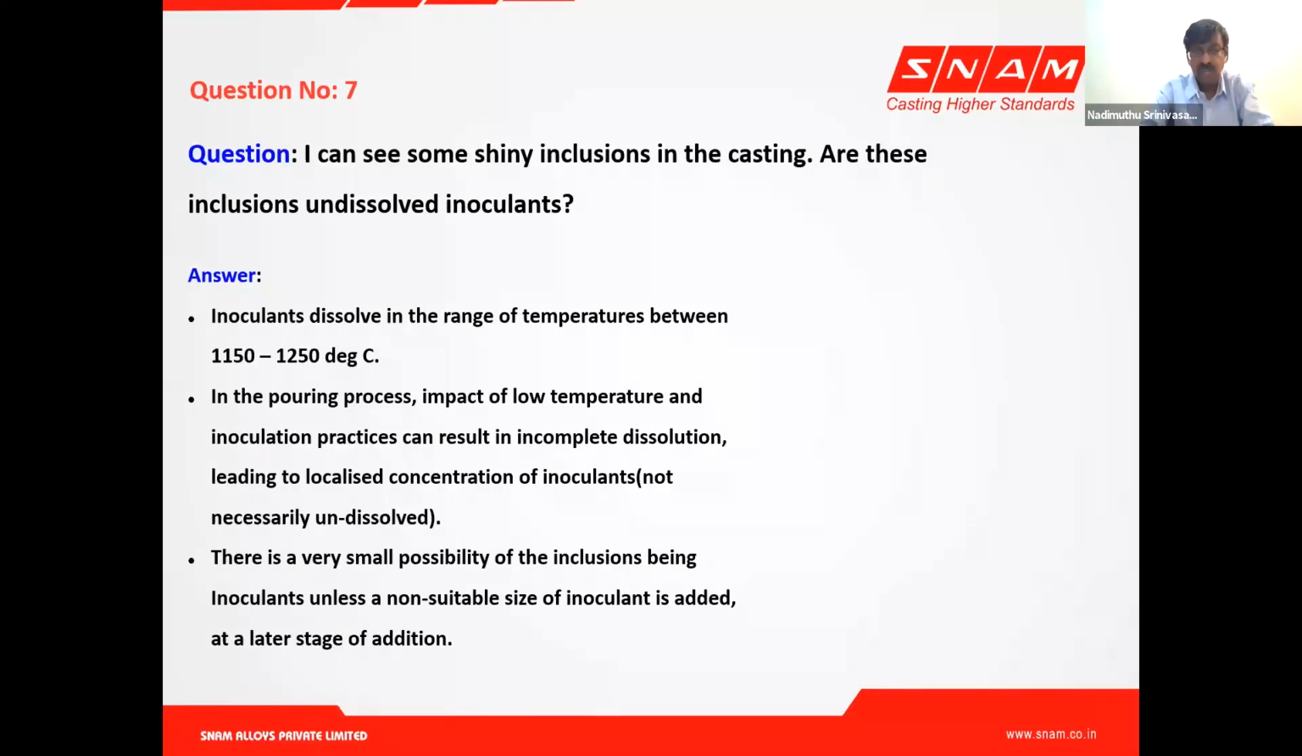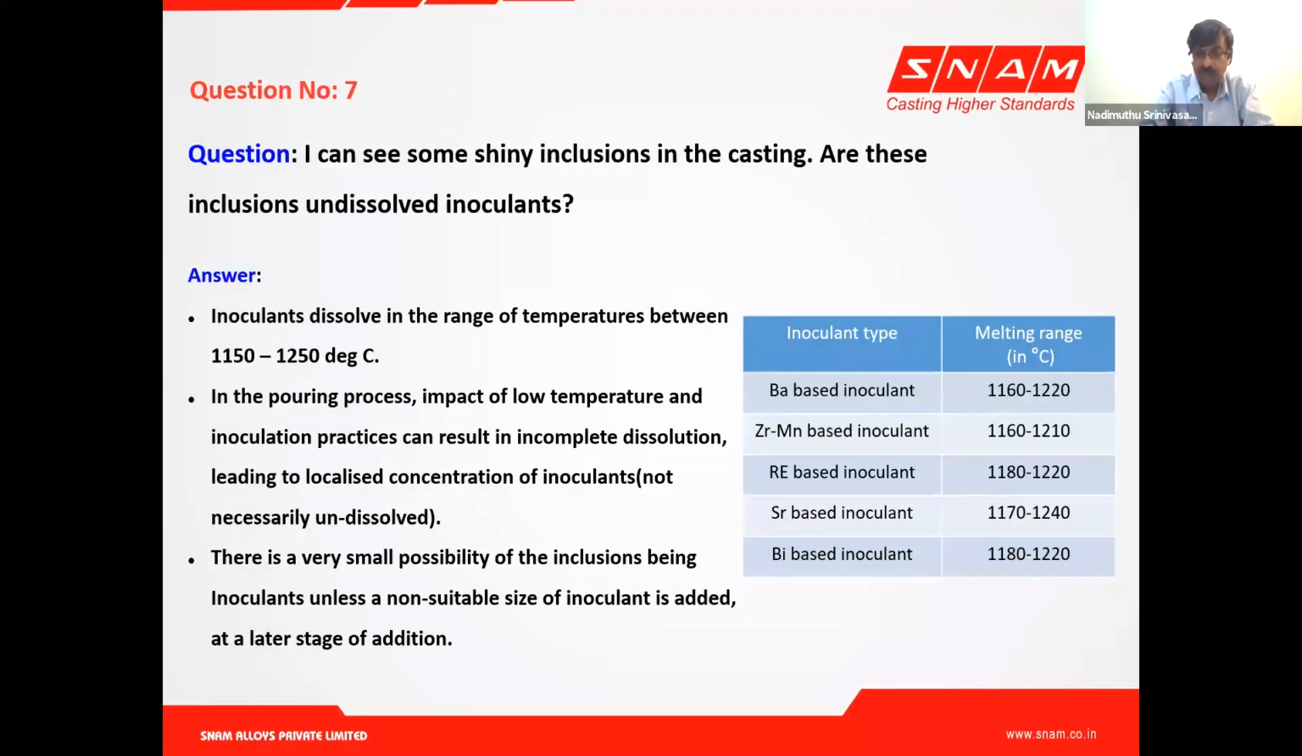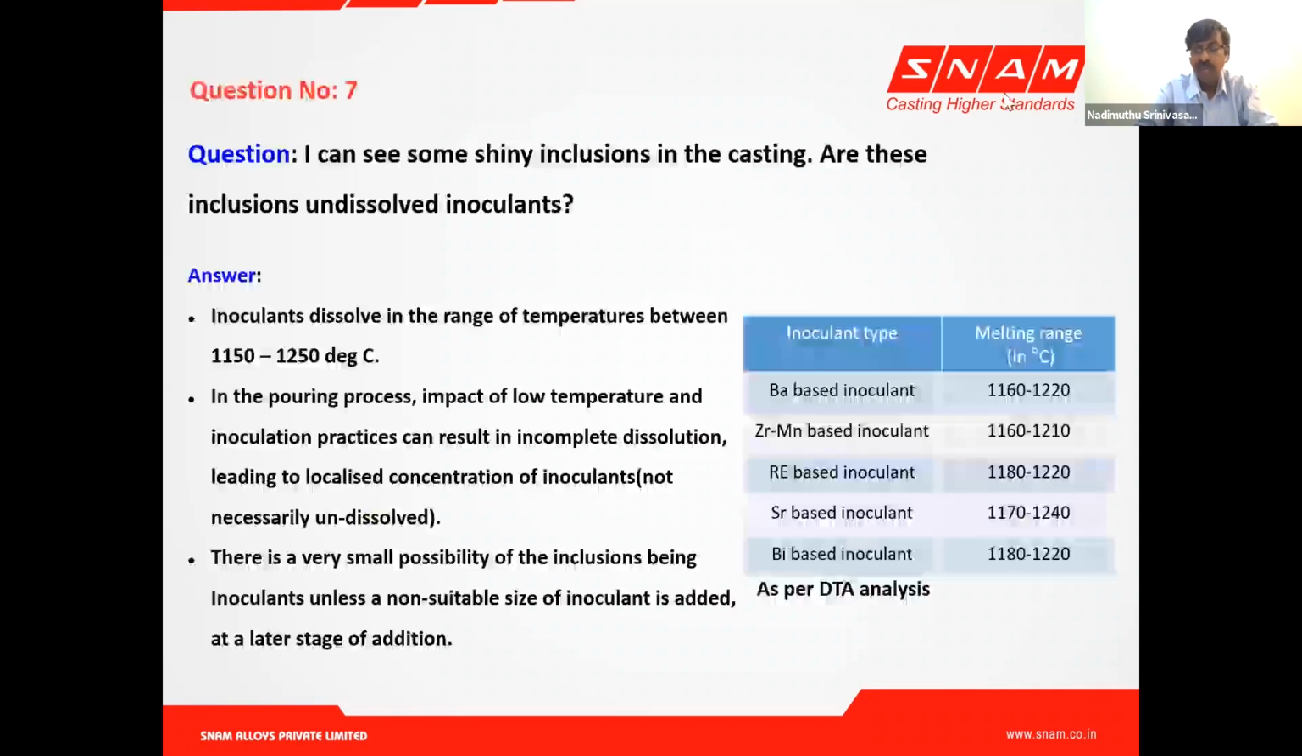The composition of the ferrosilicon-based inoculant is designed in such a way that it melts even before your TL, the liquidus. So here are some of the melting temperatures. I'll just go back to it, as you would be interested in this: the barium-based inoculant, the zirconium-manganese inoculant, rare earth based, strontium based, bismuth based. We have taken these melting ranges based on the DTA analysis.